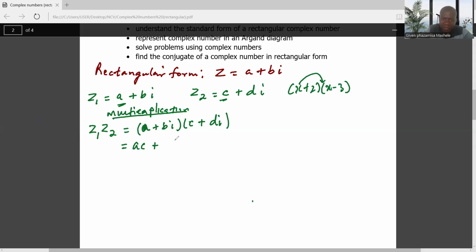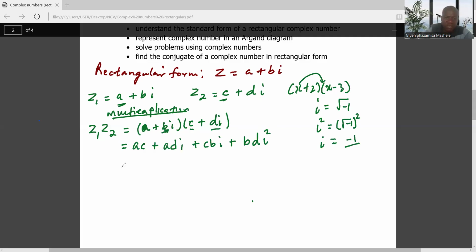This becomes the ADI plus the B times the C. This becomes the CBI. The last one is the B multiplied by the D with the I. So this will be the BDI squared. But we know that since the I is the square root of -1, how about I squared? I squared means it will be the root of -1 squared. This will just give us the -1.